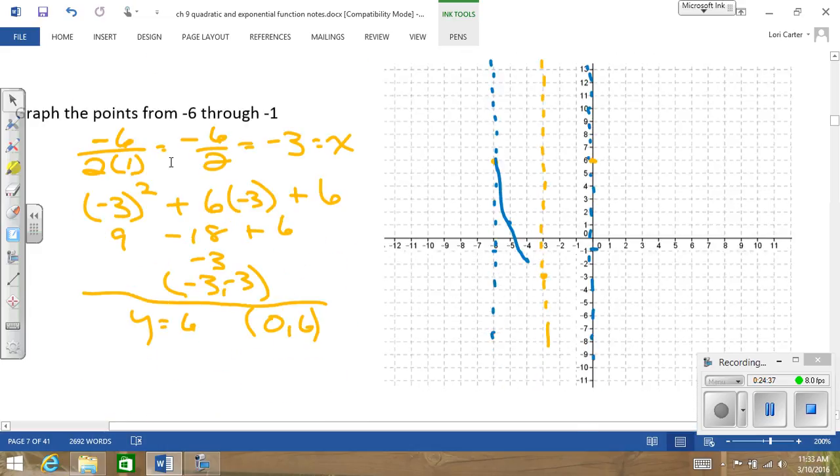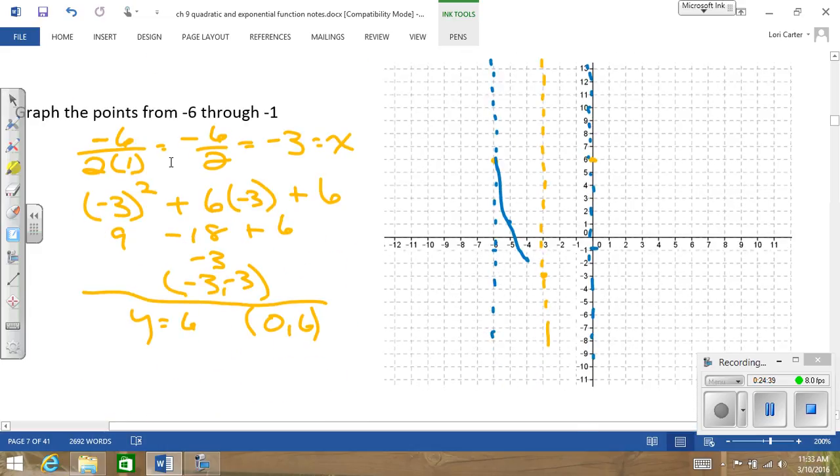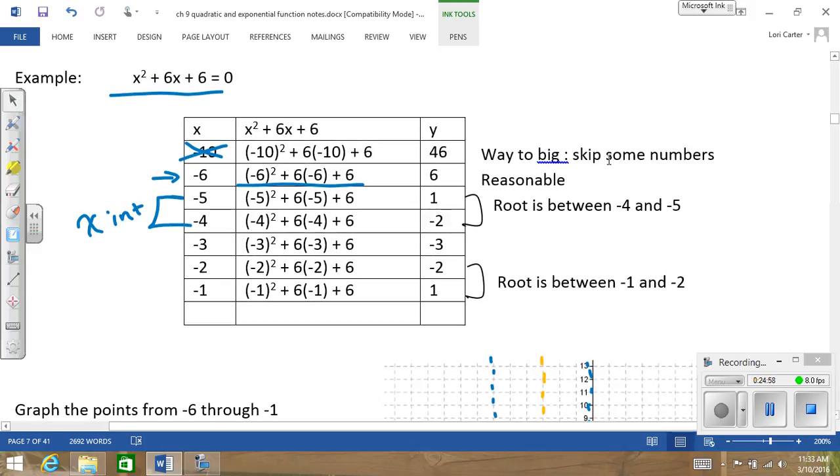You actually don't have to graph them, this kind of helps you figure it out. And when you type in -1, you get 1. What happened? It just mirrored it. It crossed the x-axis. So now, where's my other x-intercept? Between -2 and -1 is your other x-intercept.